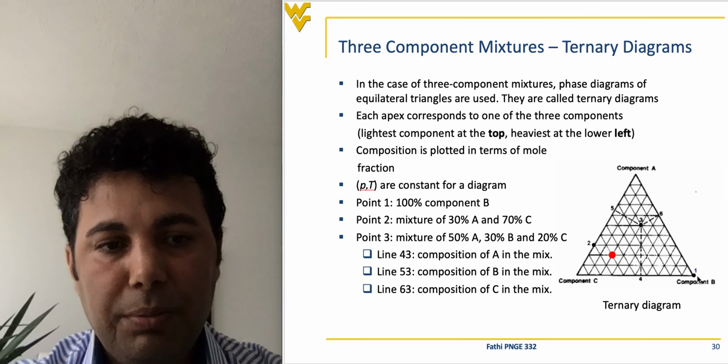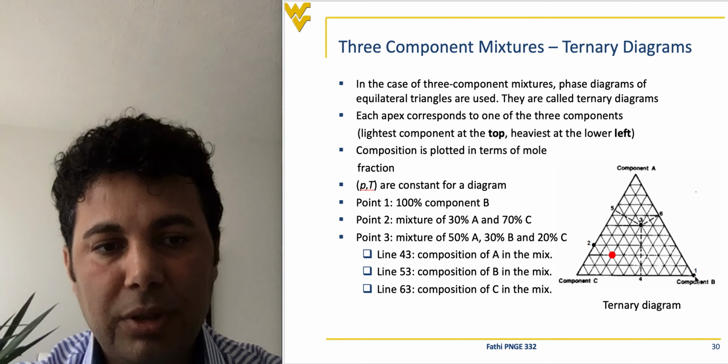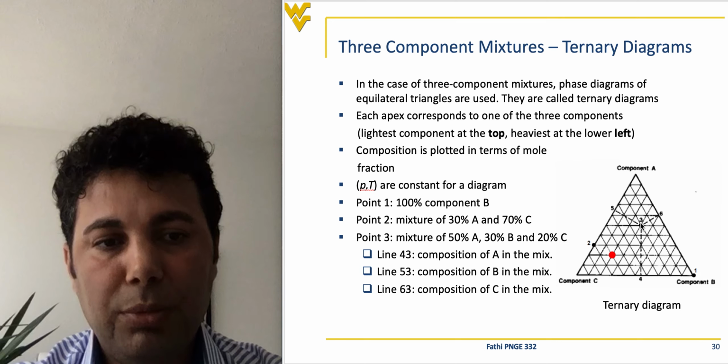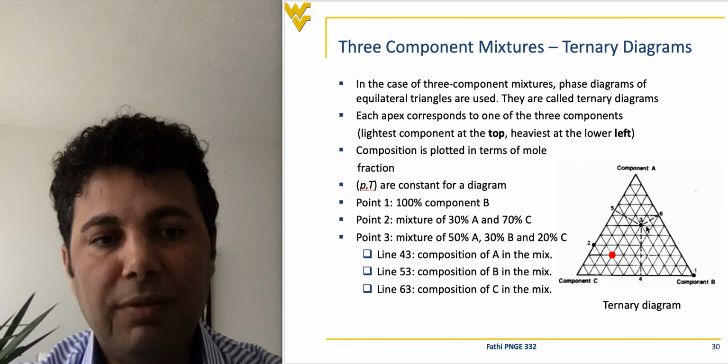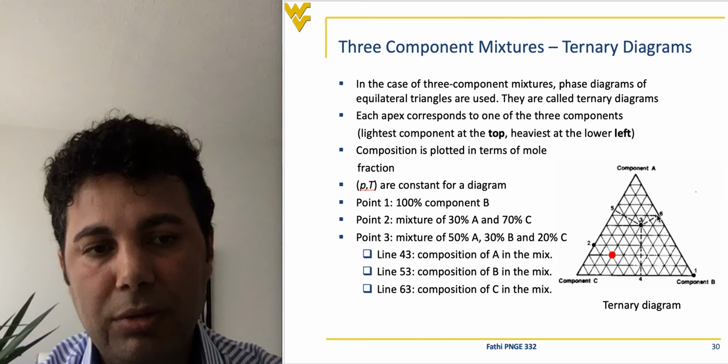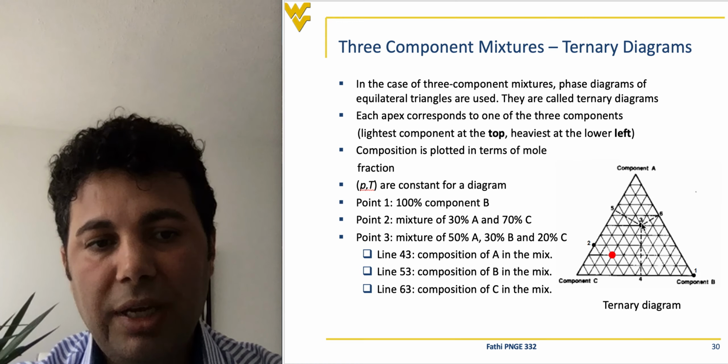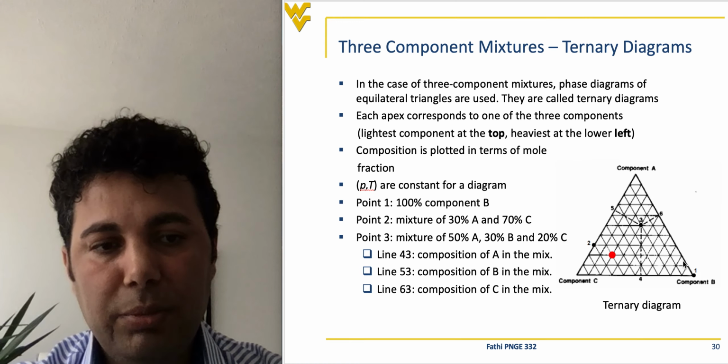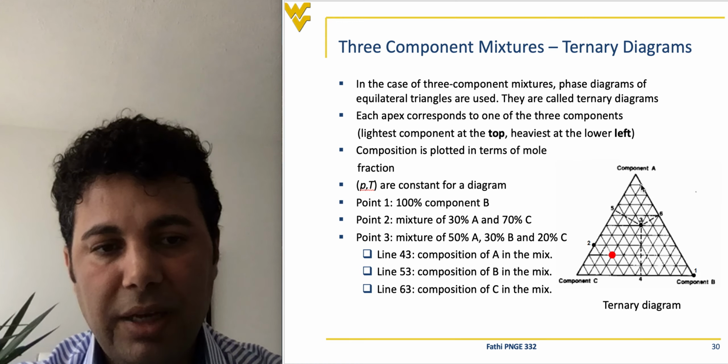What about component B? Again, we draw a perpendicular line on the lateral in front of point B. I know at this lateral I have 0% of B. At this point I have 100, so it's 10, 20, 30. So I have 30% of component B and 50% component A. Definitely I should have 20% of component C, which is basically if I draw a perpendicular line, I can see this is 10% and 20%. So point 3 has 20% of C, 30% of B, and 50% of A.